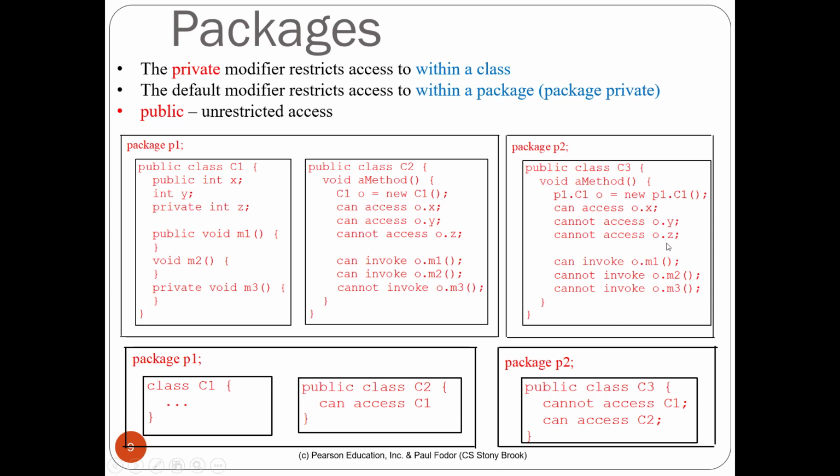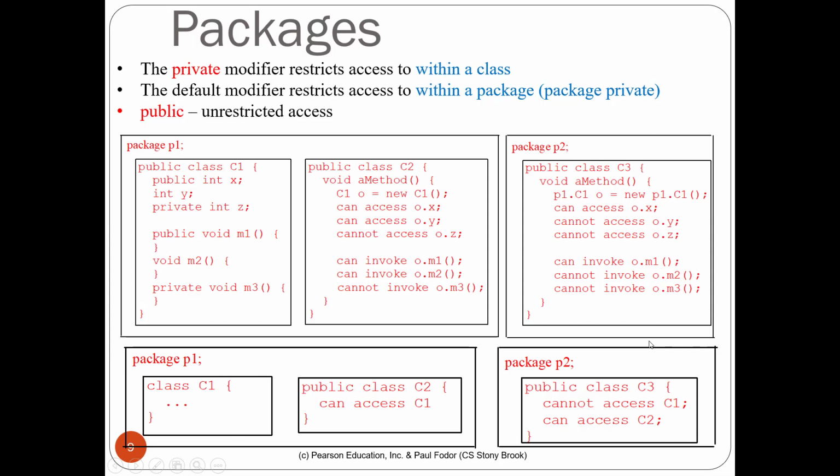Can you access Z? Not at all, because that is private. How about invoking M1 being public? You can invoke. How about M2? You cannot. M2 is package private. M3? Not at all. M3 is private. Okay, so I hope that this discussion helps you. If we are done, let's move further and try to understand the figure that we have at the bottom.